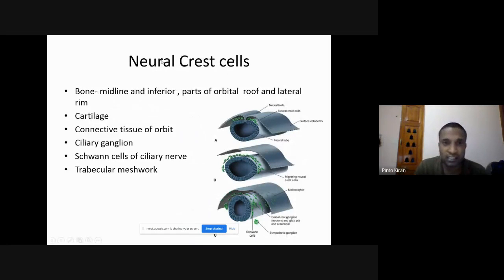Next, what are the structures which arise from the neural crest cells? The neural crest cells are very important. This is the surface ectoderm. Basically, the neural crest cells are differentiated from the surface ectoderm. They will form themselves. These green cells are nothing but the neural crest cells, and this is the neural tube. These green cells can differentiate into Schwann cells, sympathetic ganglia, dorsal root ganglions, and also they will form the melanocytes.